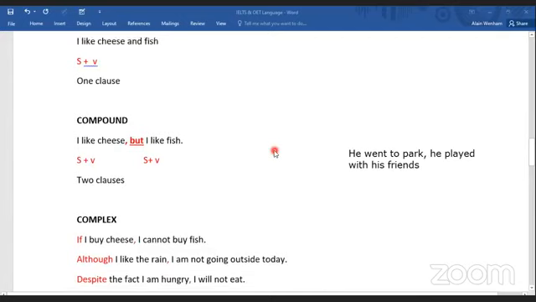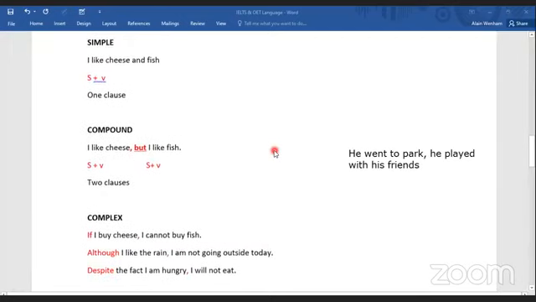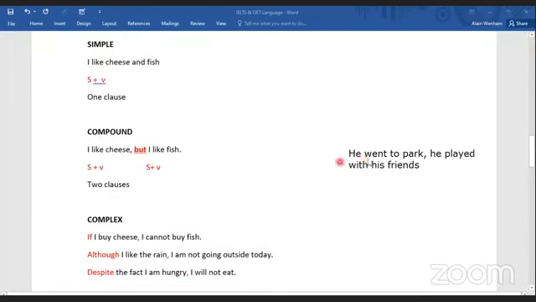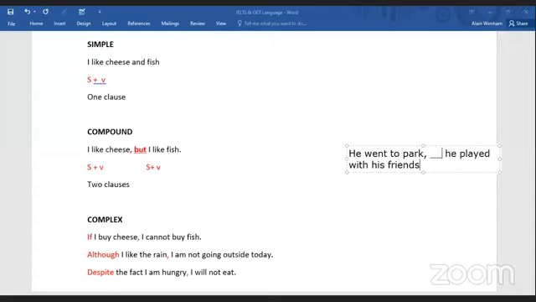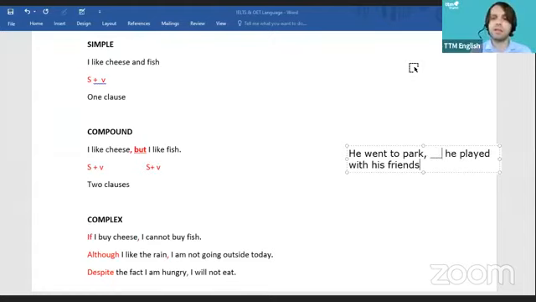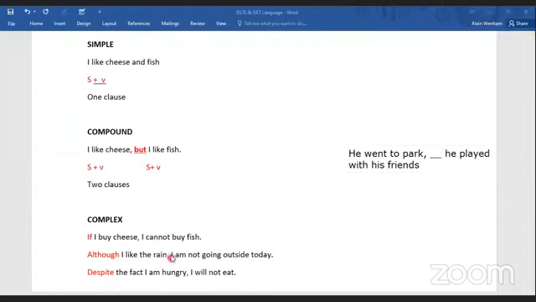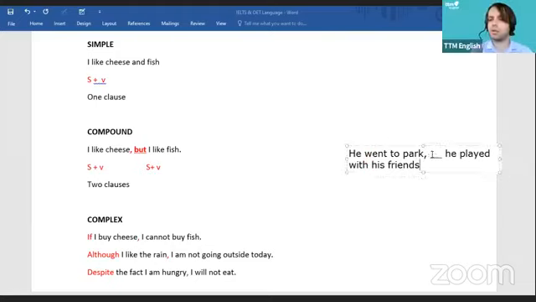Because he doesn't have a connector like and. Linker. Well, the first thing to say is there's no linker here. But sometimes you don't need it, right? Look, I don't need it here. We can say he went to the park and played with his friends. No need to say he. Actually, there is the need to say he. We can say and here though.